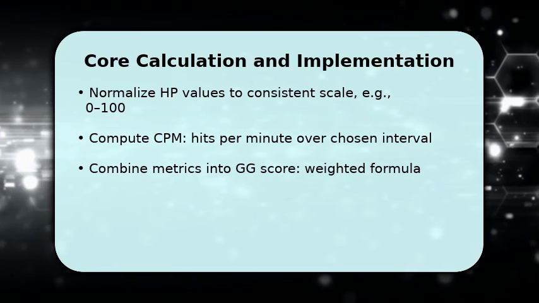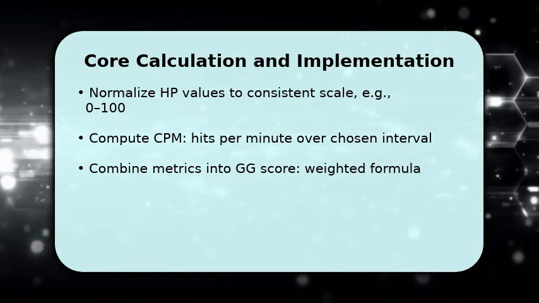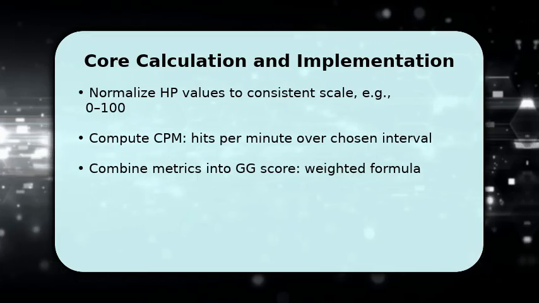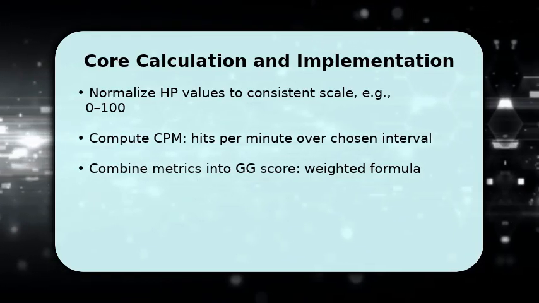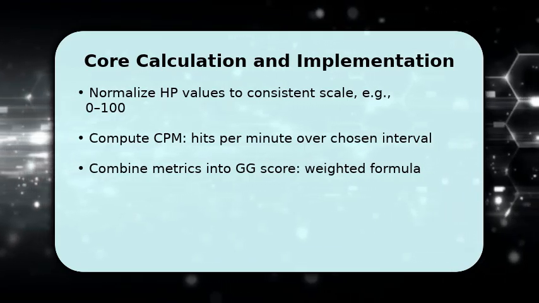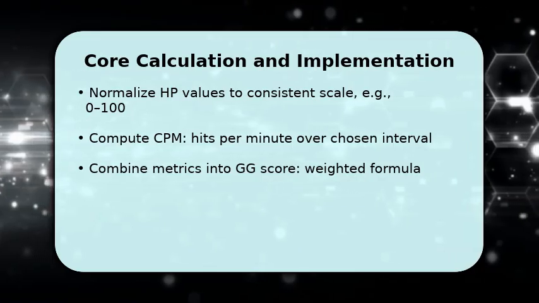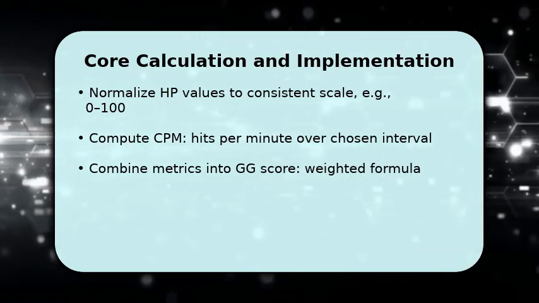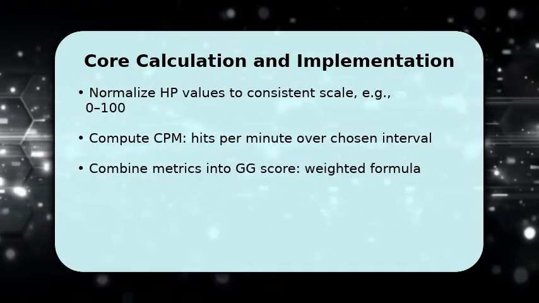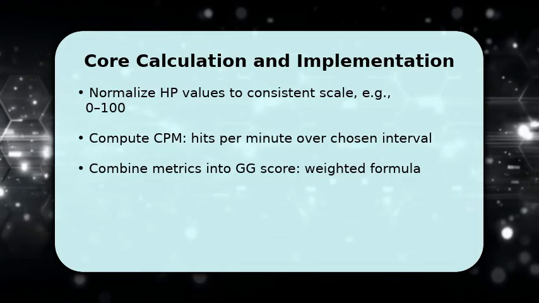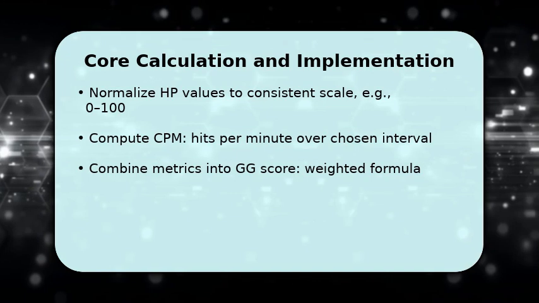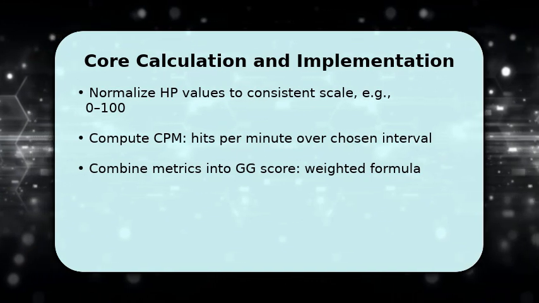You now implement the math. Normalize HP to a single scale so different classes compare fairly, then compute CPM as hits per minute across your chosen interval. Once those raw values exist, combine them into the GG score using a weighted formula that reflects design goals. For example, GG equals 0.6 * normalized HP plus 0.4 * CPM normalized. Use smoothing like moving averages to reduce noise. Test on sample logs and iterate weights until results match expected behavior.